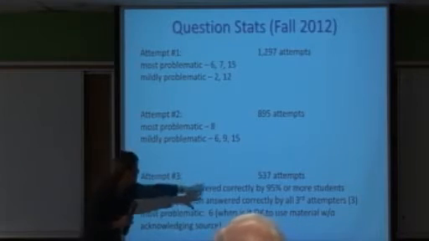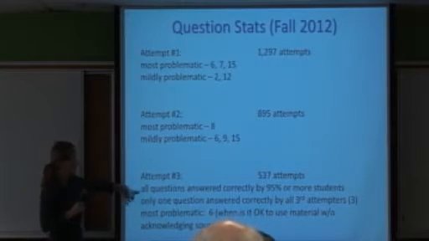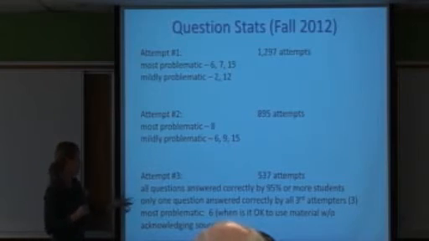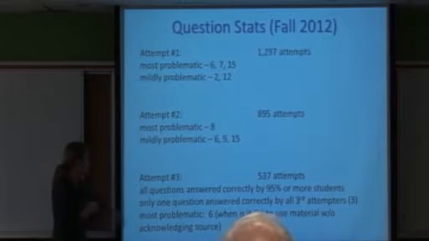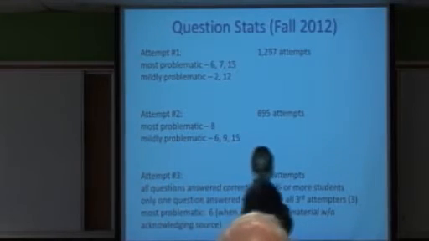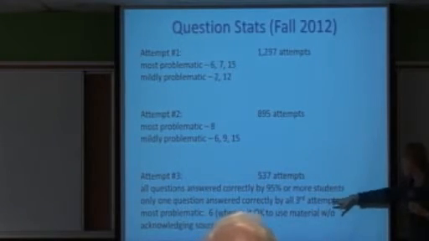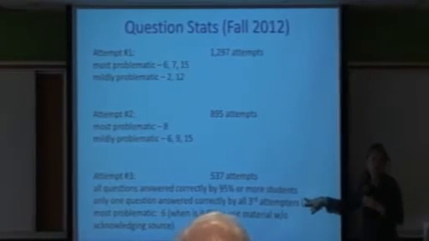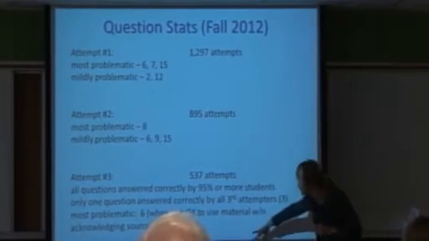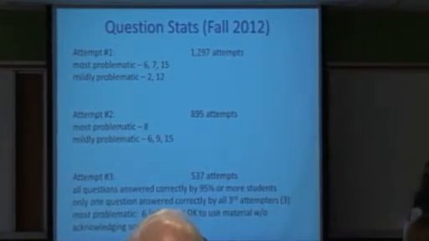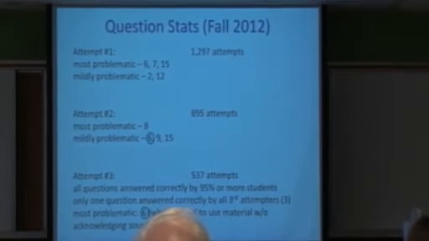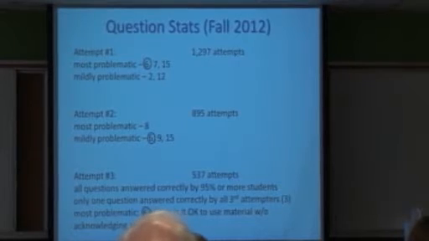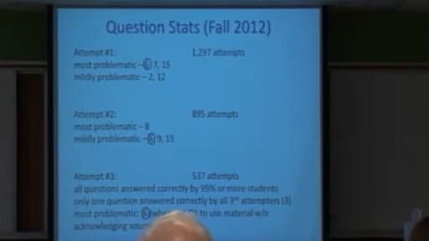Attempt 3, 537. You'd hope it'd be going pretty well. So all questions answered correctly by 95% or more. Only 1 question everybody got right. Only 1, even though they've had 3 attempts. And most problematic is still that number 6. So something has to be fixed. I agree that the wording or something is off on that.